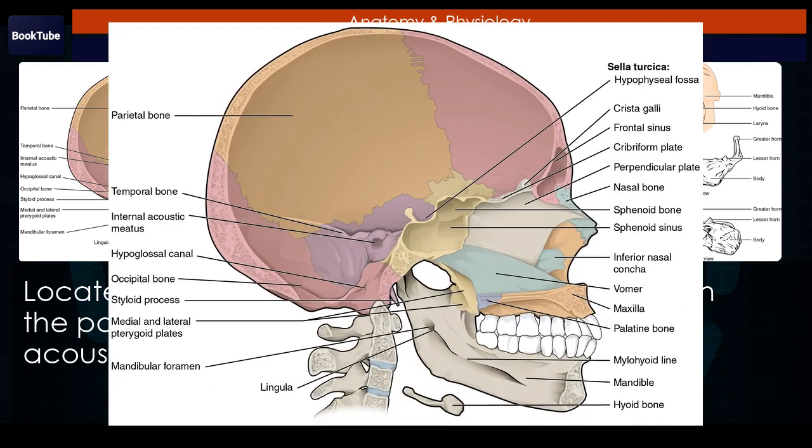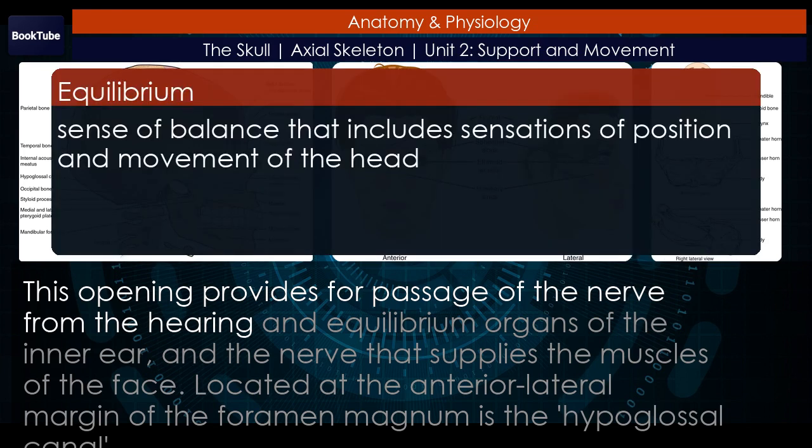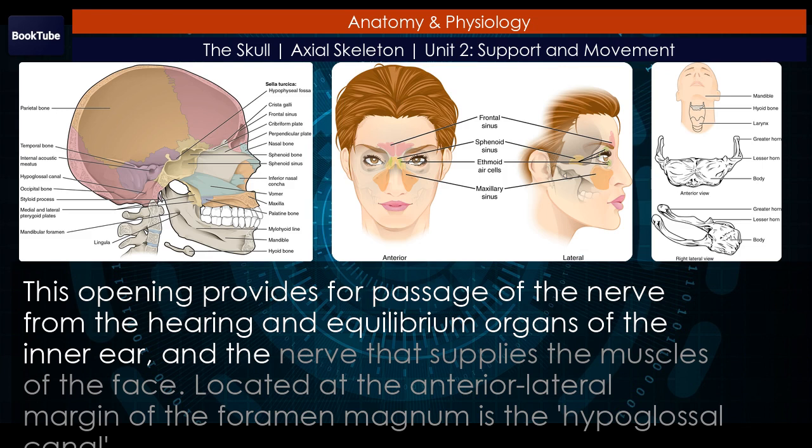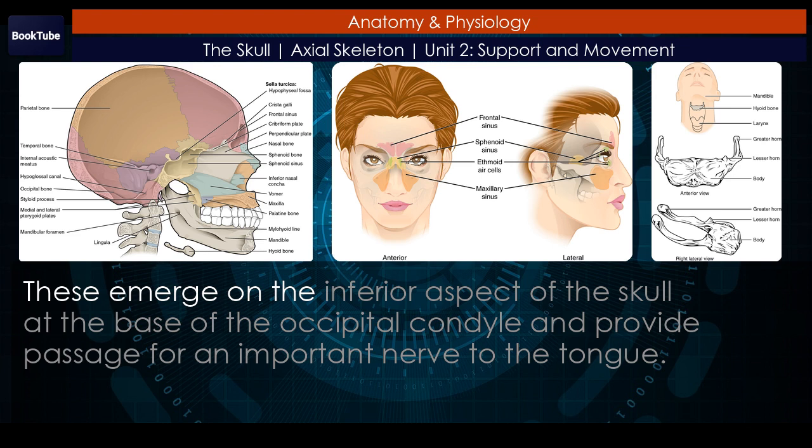Located on the medial wall of the petrous ridge in the posterior cranial fossa is the internal acoustic meatus. See Figure 9. This opening provides for passage of the nerve from the hearing and equilibrium organs of the inner ear, and the nerve that supplies the muscles of the face. Located at the anterior lateral margin of the foramen magnum is the hypoglossal canal. These emerge on the inferior aspect of the skull at the base of the occipital condyle and provide passage for an important nerve to the tongue.